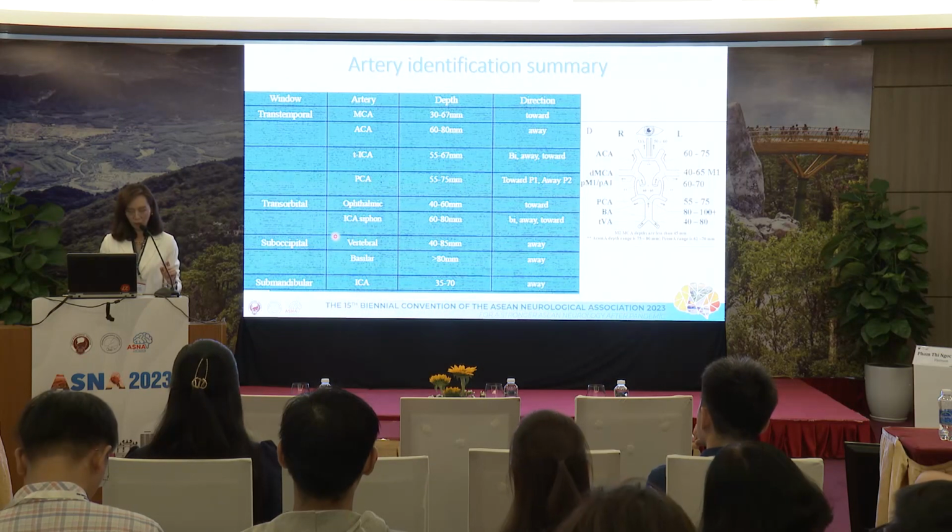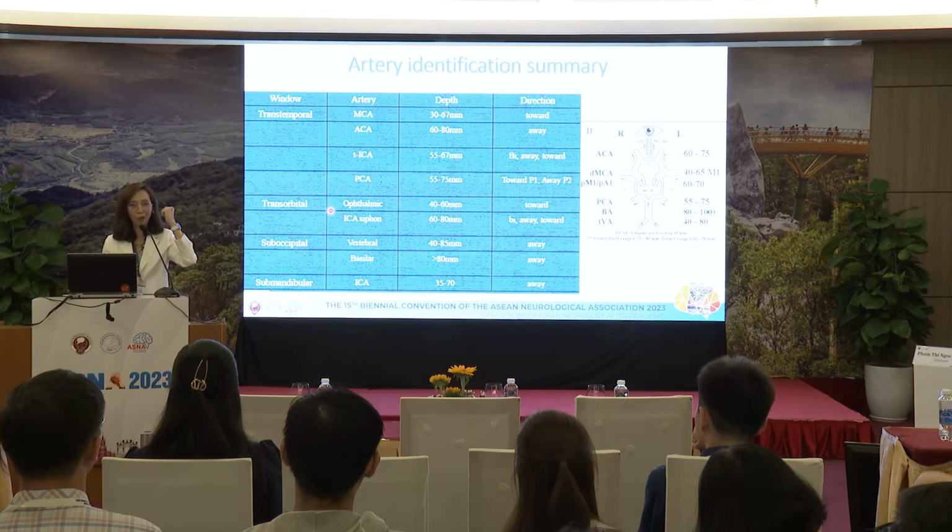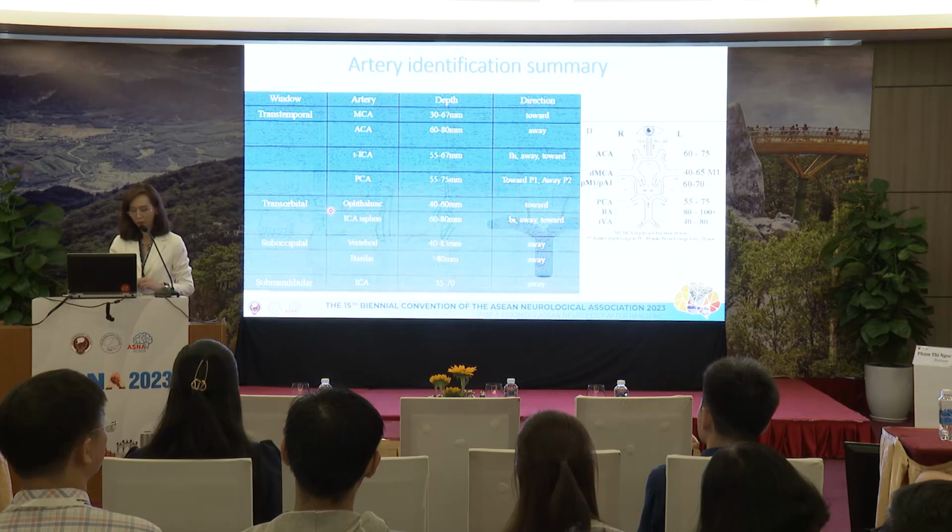So for the transorbital, we put the probe on the eye. Let the patient close their eyes, and then you just put a little bit of gel on the probe, and then put it on the eyes when the eyes are closed, of course. And then you trace the ophthalmic artery down to the siphon.